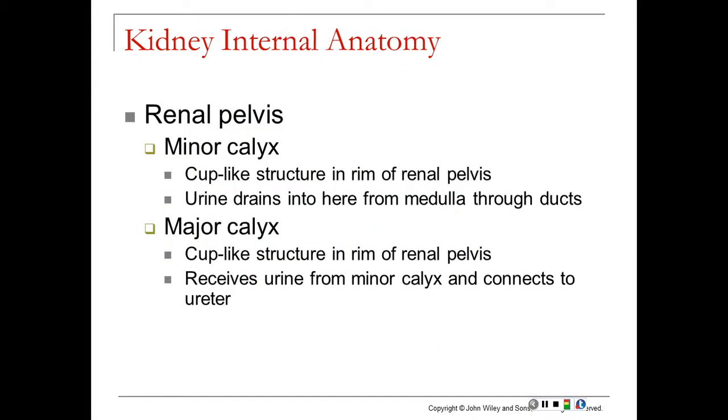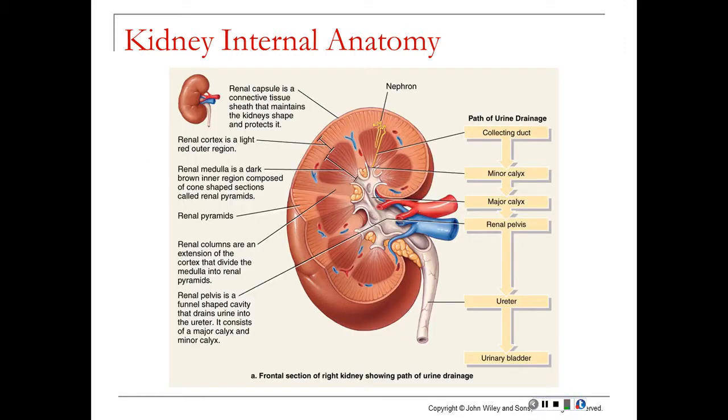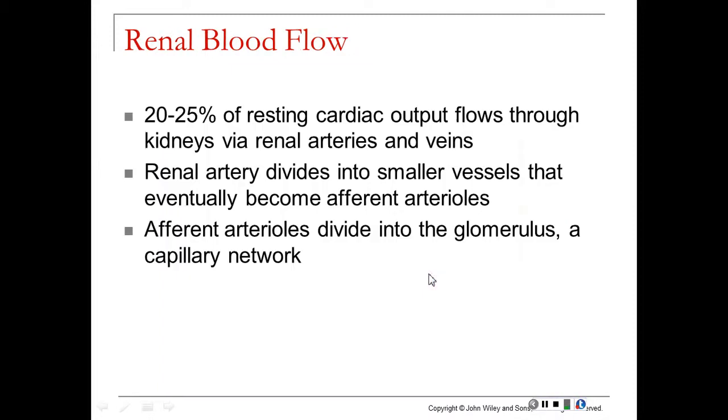So let's talk about what's in the renal pelvis. The renal pelvis is made of that minor calyx and the major calyx. The minor calyx is the smaller cup-like structures at the very rim of the renal pelvis, draining from the medulla through those ducts, and then the major calyx is receiving urine from the minor calyx, connecting to the ureter. There you can see them again, the minor calyx draining into the major calyx, draining into the ureter.